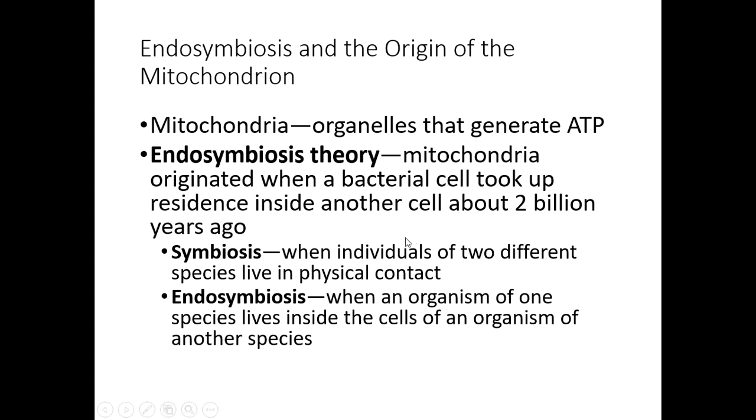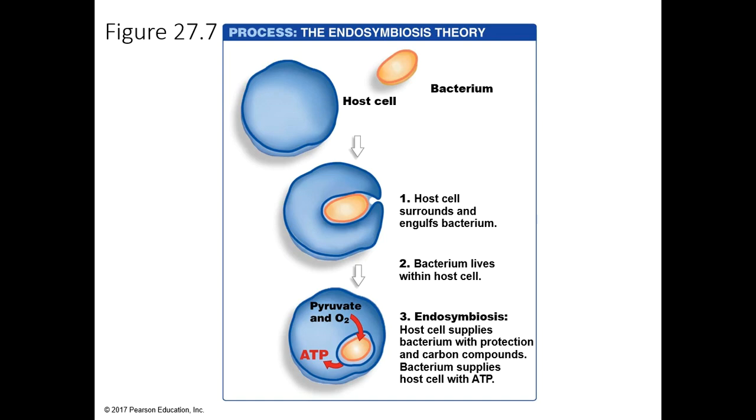So symbiosis is when individuals of two different species live in physical contact. This is an example of endosymbiosis when an organism of one species lives in the cells of another species, right? So this is believed to be the early origin of where the mitochondria came from. Here's a look at that. The host cell, this large cell, ingested the bacterium, and it stayed within the cell, and it did the job of supplying the cell with ATP.